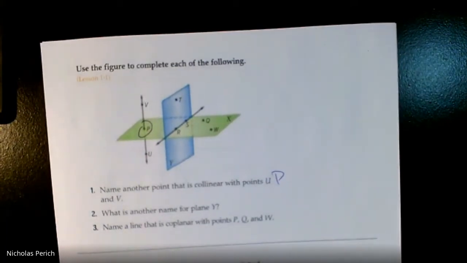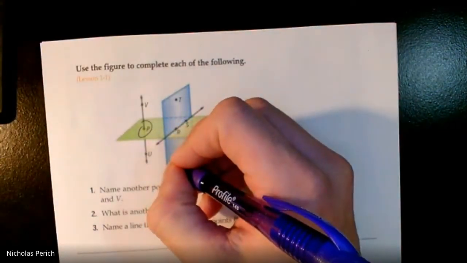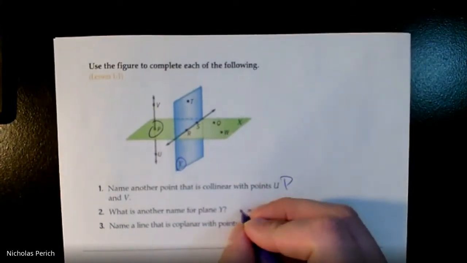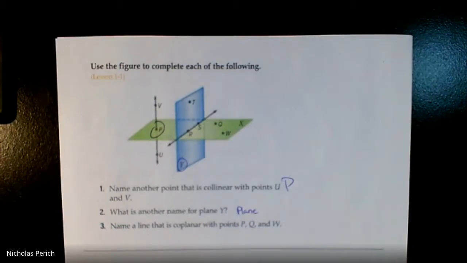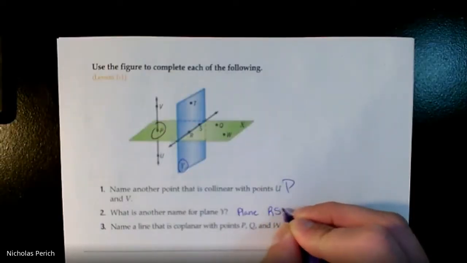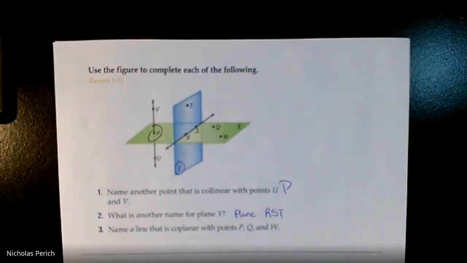What's another name for plane Y? Something that we haven't really talked about. This blue plane is plane Y. So when you name a plane, you use the word plane, and you try to come up with 3 points on that plane to name that plane. I said the word plane a lot. Give me 3 points that are on plane Y that I can use to name it. RST. RST, and it doesn't really matter the order. Thank you. It doesn't really matter the order in which you do it, as long as it's done.